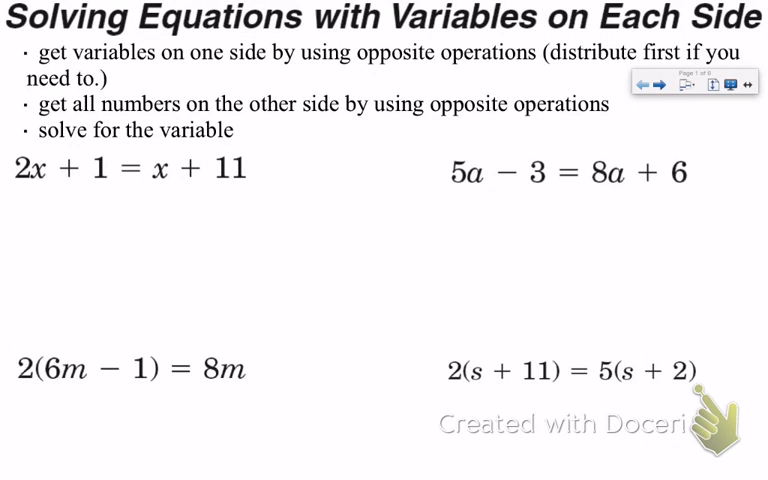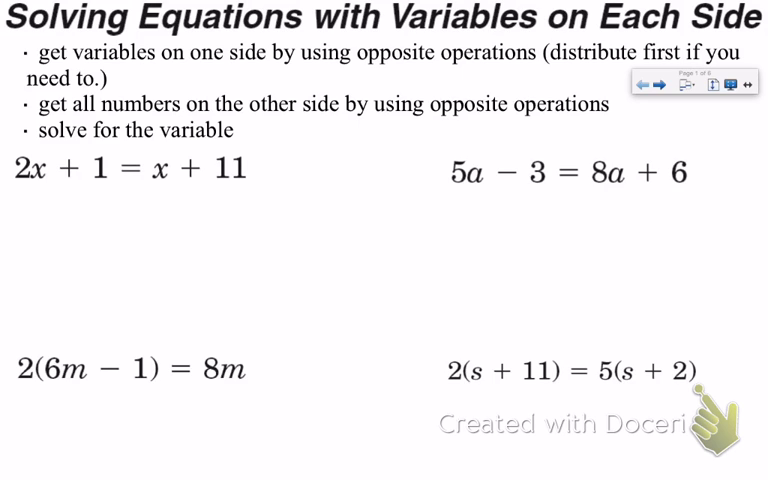Hi everyone, and welcome to topic 4, solving equations with variables on each side. So our steps are not that different from what we've done before. The only difference is we have the same variable and we have them on each side of the equal sign. So that's something that we haven't seen before yet.